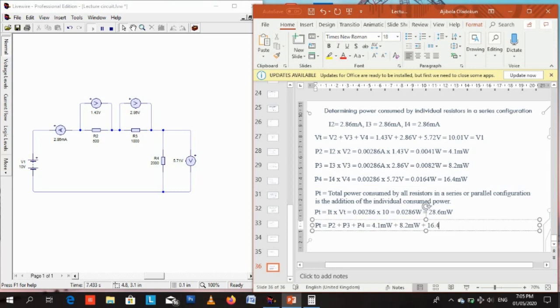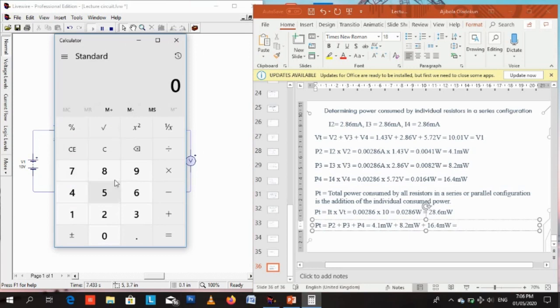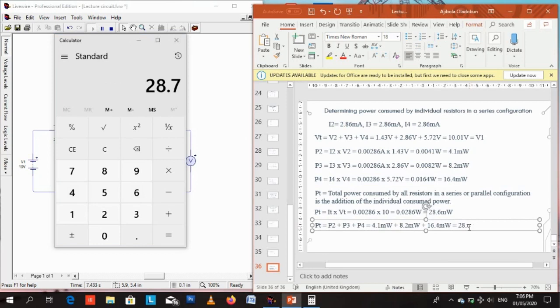4.1 milliwatts for P2, 8.2 milliwatts for P3, 16.4 milliwatts for P4. So I'll add them together. That's 4.1 plus 8.2 milliwatts plus 16.4 milliwatts, which is 28.7 milliwatts. So the total power consumed by all the loads in the circuit is 28.7 milliwatts, which was obtained by adding all the individual powers consumed by the individual loads. By adding them together, we got 28.7 milliwatts.